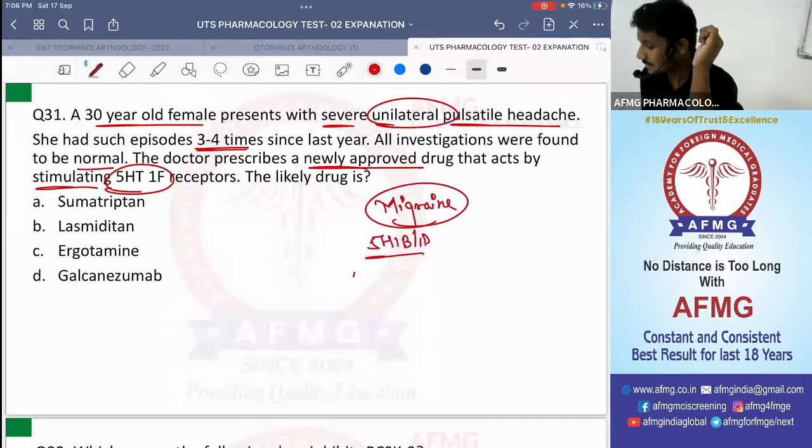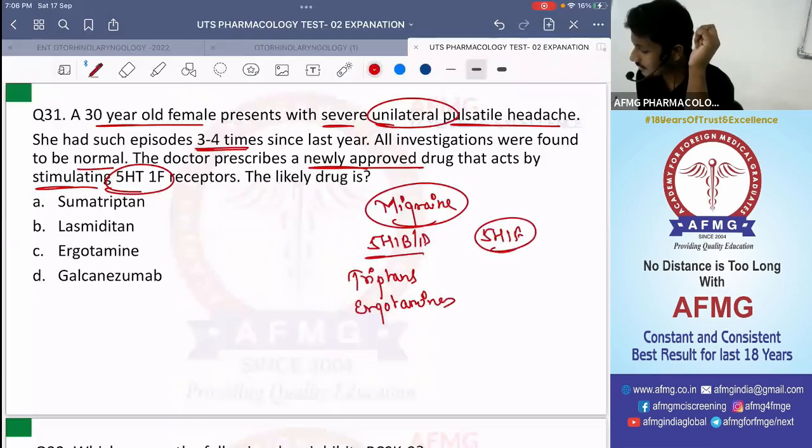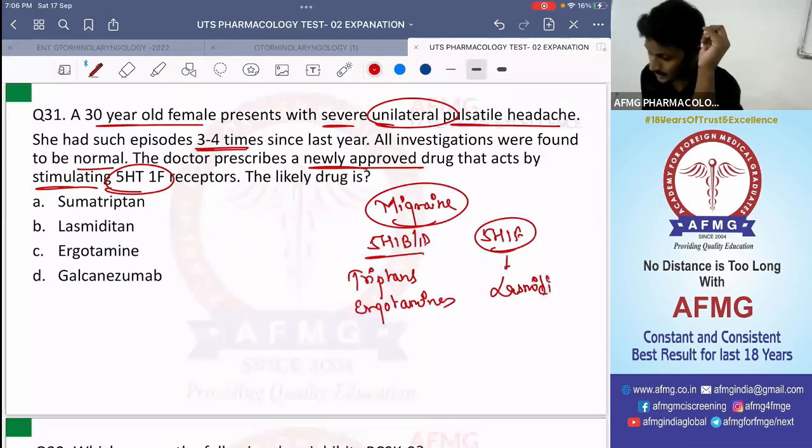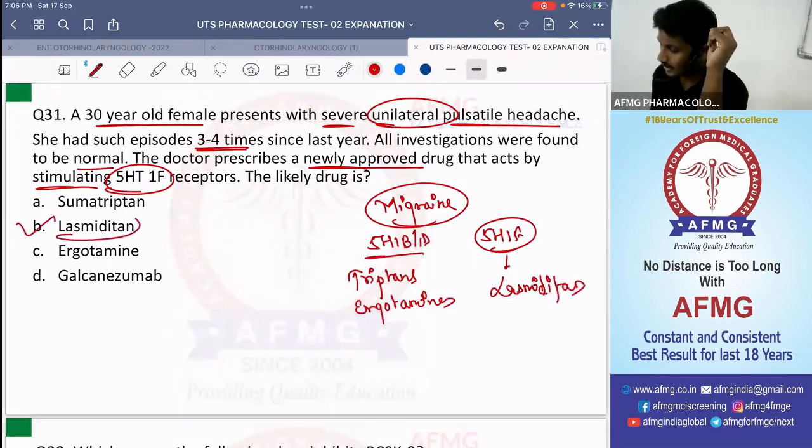Those are either your triptans or ergot amines, or ergot derivatives. Whereas 5-HT1F receptor agonists are ditan drugs like lasmiditan. Okay, here the answer is option B, lasmiditan.